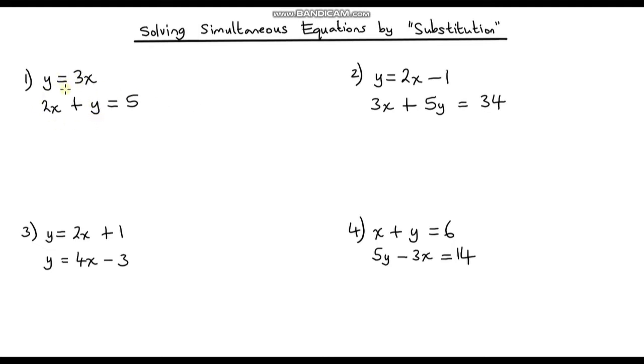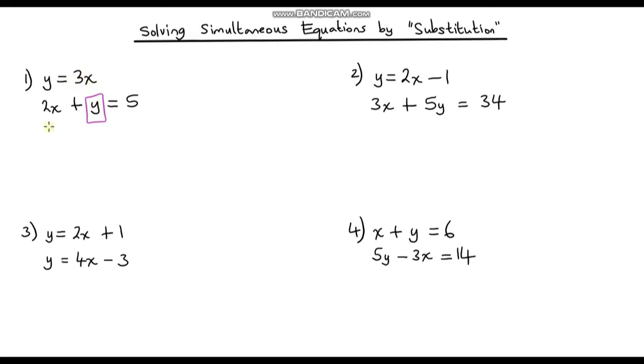So the first one, we've got y equals 3x and 2x plus y equals 5. So what we're going to do is we're going to substitute this top equation into our second equation. So notice how we've got y here. Now instead of writing y, I can write 3x. And the reason I can do that is because y is equal to 3x. So this top equation is basically saying that y is exactly the same as 3x. Y equals 3x. So wherever I see a y, I can just replace that with 3x.